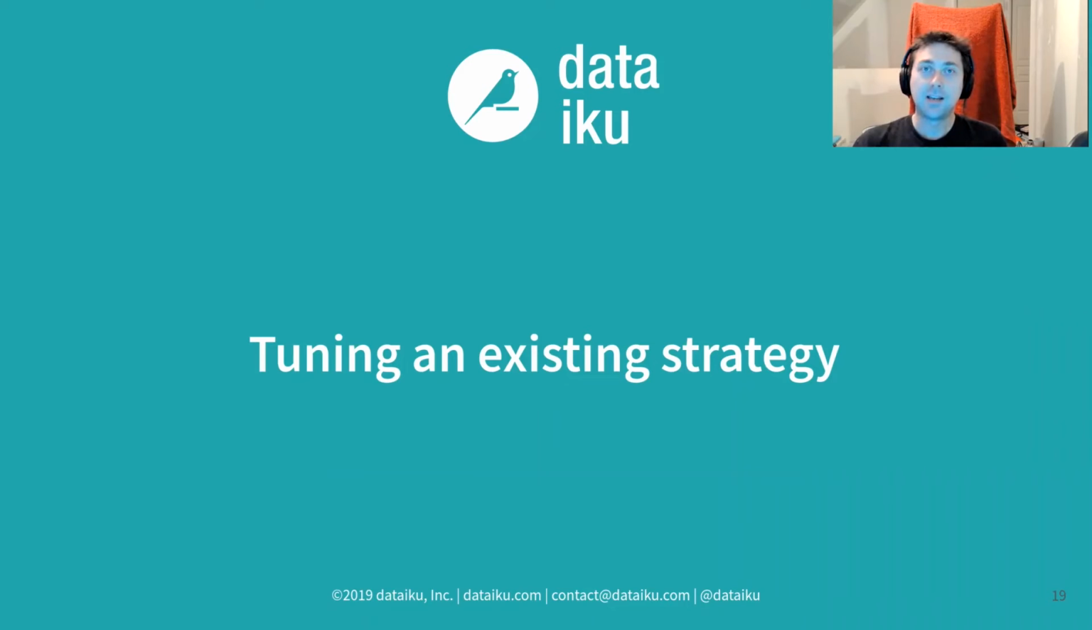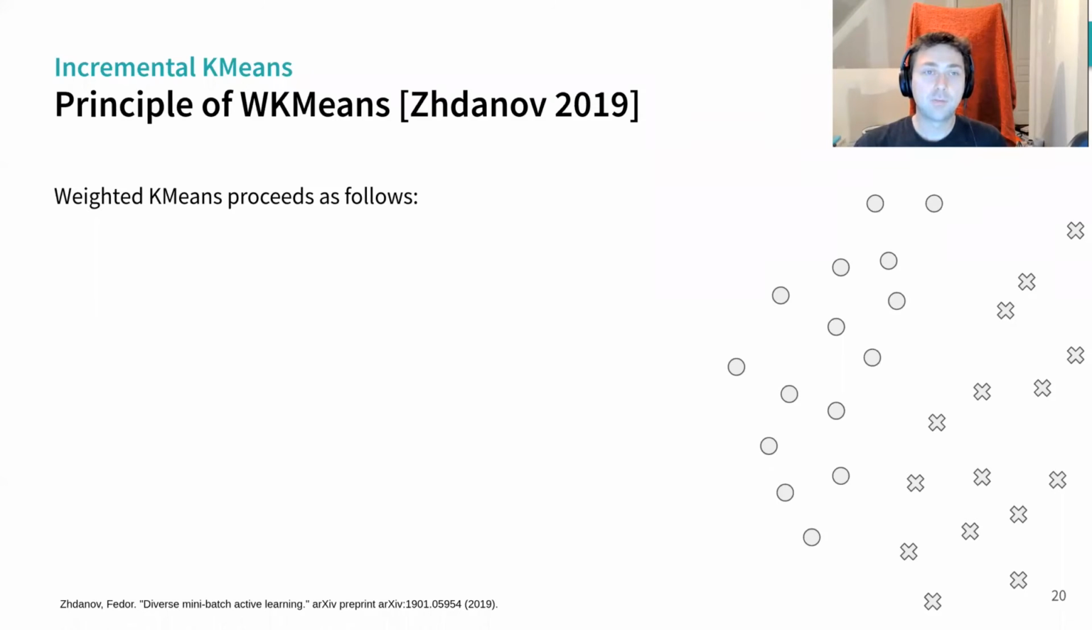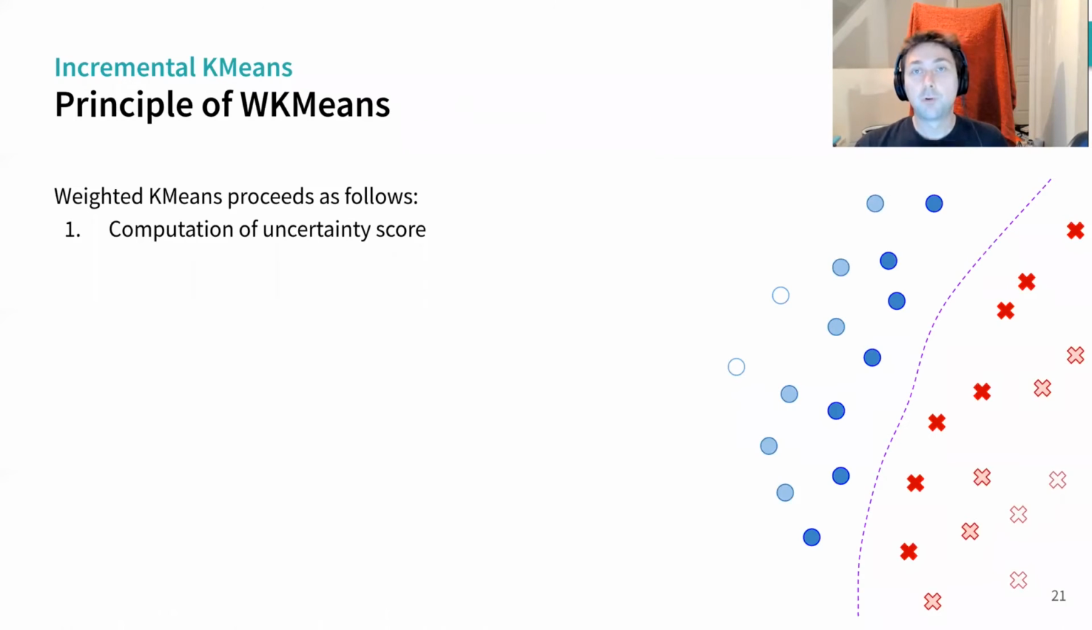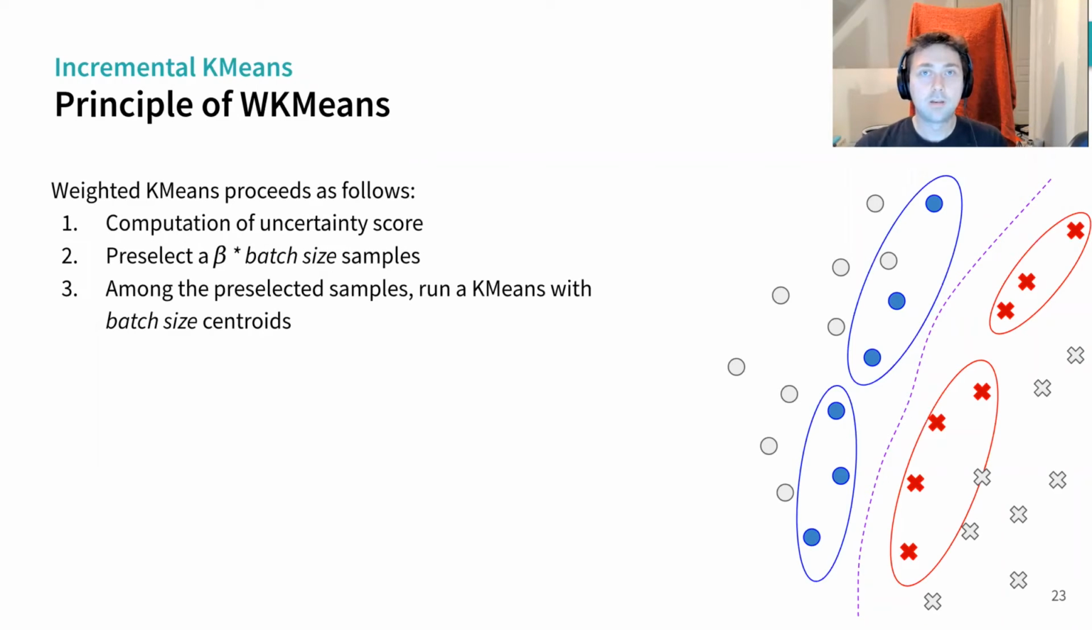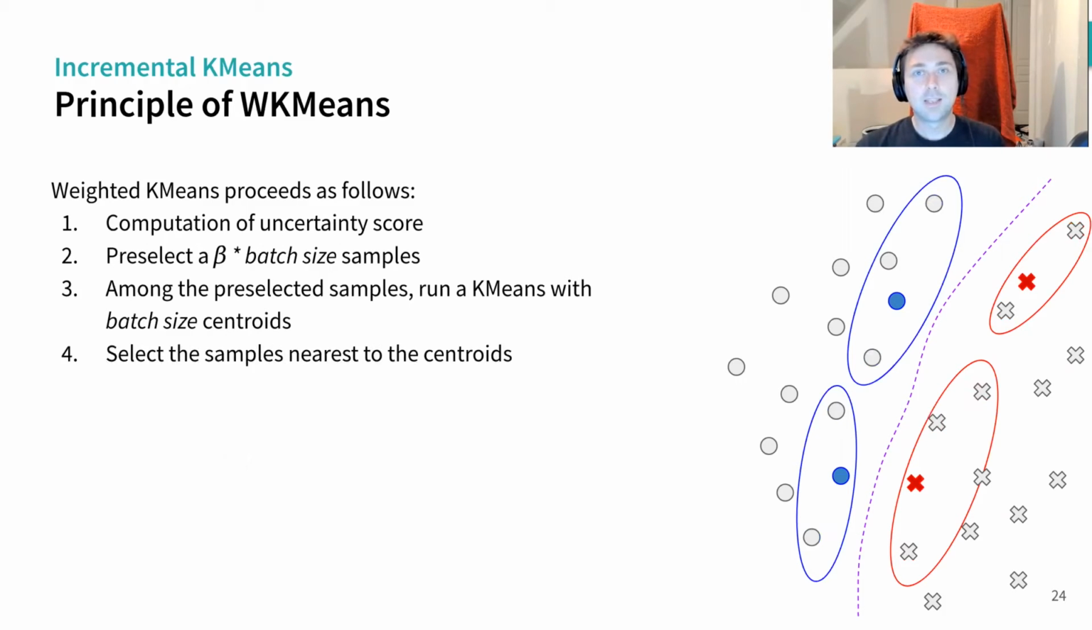We then wondered, can we modify a sampler we know to take into account those noisy samples? For that, we started from a sampler we use a lot that is called WK-means for weighted K-means, proposed by Zdanov in 2019. And that works as follows. We have a set of unlabeled samples. We first perform the usual uncertainty score computation that gives us this gradient of values. Then we pre-select the top values, so beta times the batch size that we are aiming at. And then we run a clustering method, K-means, with a number of clusters equal to the batch size we want to select. And then we take the samples that are the closest to the centroid of the clusters. So we have a mix of uncertainty and the K-means that is here to impose diversity.